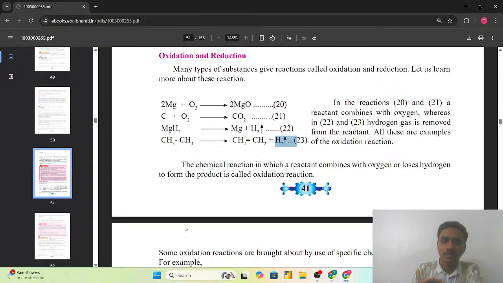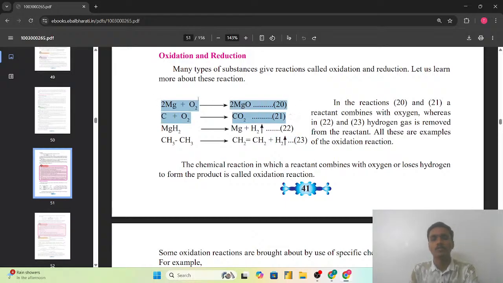तो इससे हम क्या कंक्लूजन ड्रॉ करते हैं? सो इन द अबव टू रिएक्शन दैट इज 20 and 21, we see that the reactant combines with the oxygen and leads to the formation of some compound. Here also the oxygen is reacting and leads to the formation of a compound, but in these two reactions hydrogen gas is evolved.